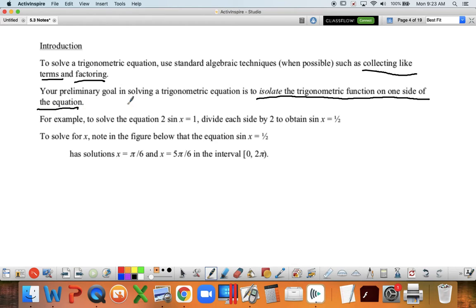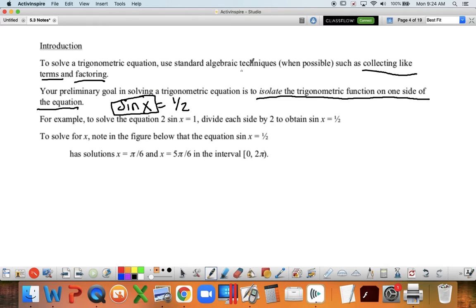What you want to try to do is isolate the trigonometric function on one side of the equation. For instance, we want to get a statement that says sine of x is equal to 1/2. We've isolated the trigonometric function so it's all by itself, and then from here we can use everything we know about our unit circle to determine what are the angles of x that will satisfy this type of equation.